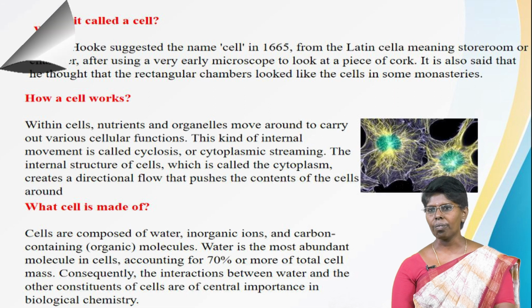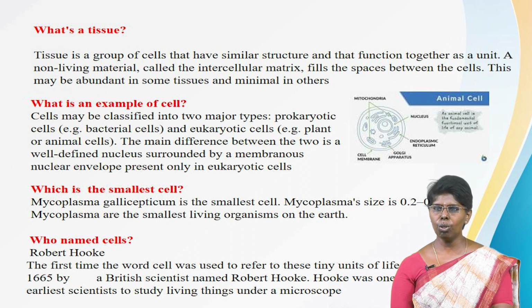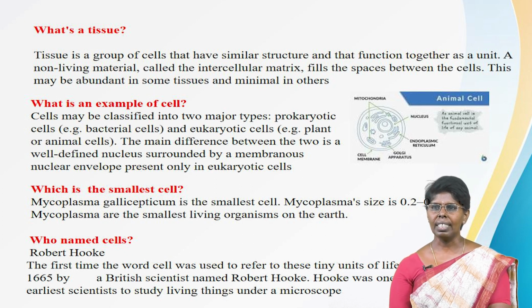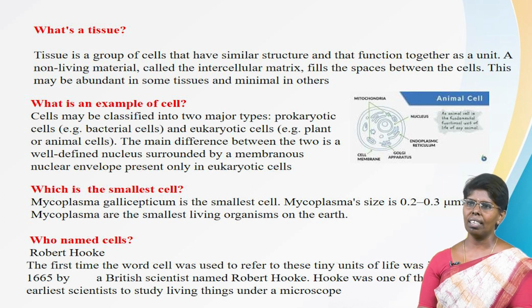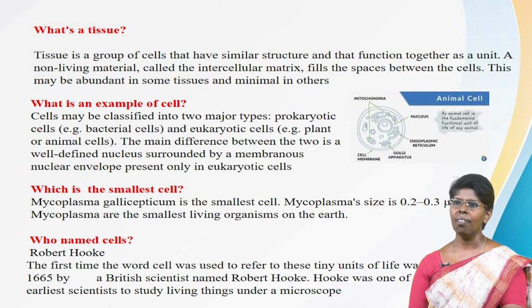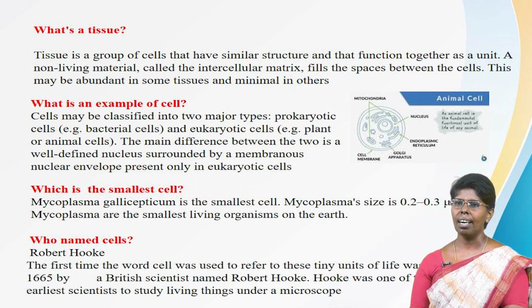Next slide. So far we have always been talking about single cells only. Now we will see what tissues are. A tissue is a group of cells that have similar structure and function together as a unit. A non-living material called the intercellular matrix fills the space between the cells. This may be abundant in some tissues and minimal in others.